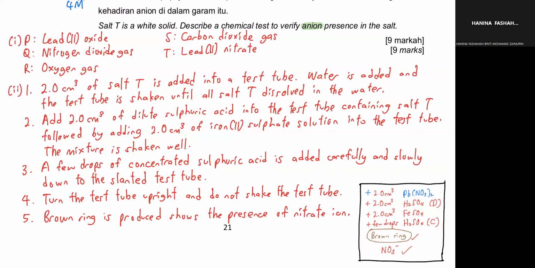What does D and C stand for? D is dilute, C is concentrated. I wrote that just for your shortcut, for you to remember what to add. But of course, the first line you have to add the things that you want to test. For instance, here is salt T, lead 2 nitrate, you have to add. Sometimes they give other things like magnesium nitrate, then you add magnesium nitrate. Then the second to fourth one is dilute sulfuric acid, D, concentrated sulfuric acid at the fourth one.